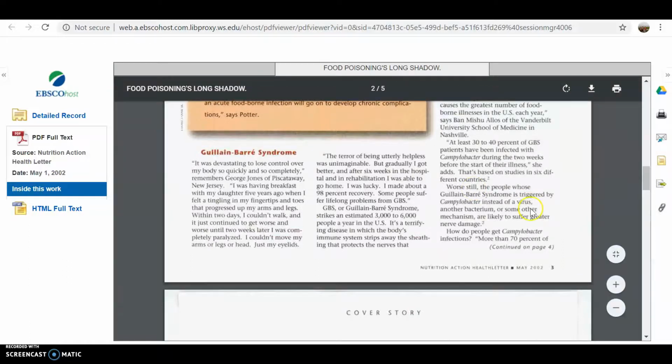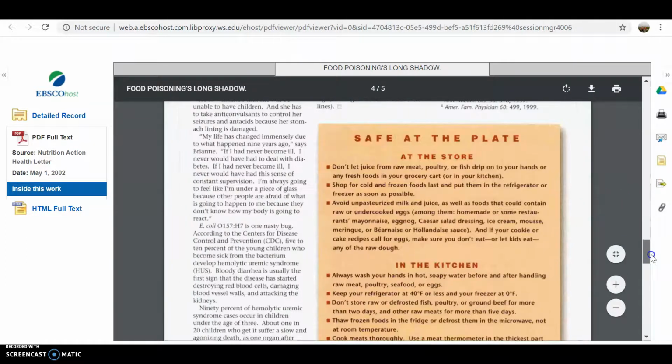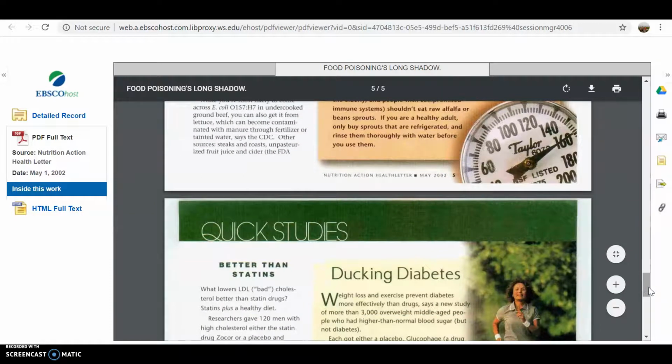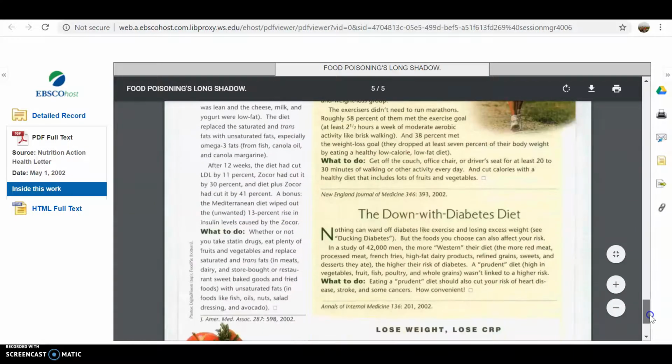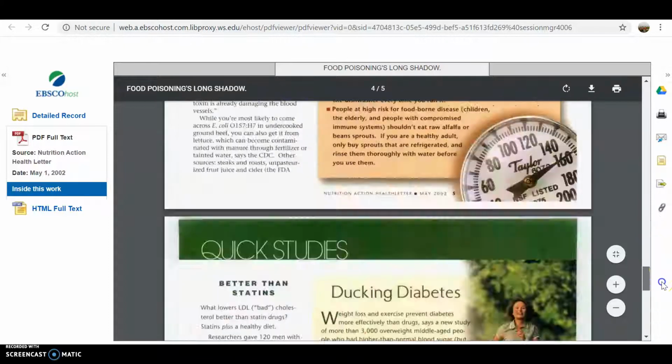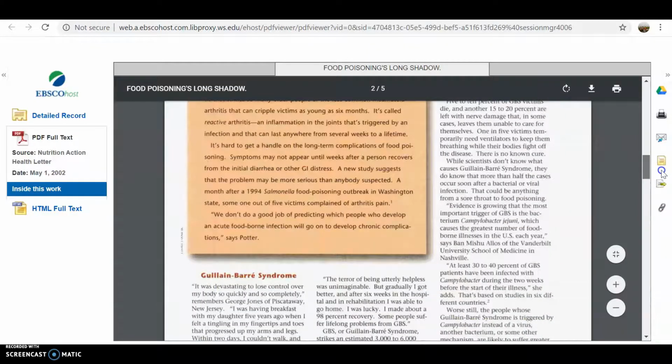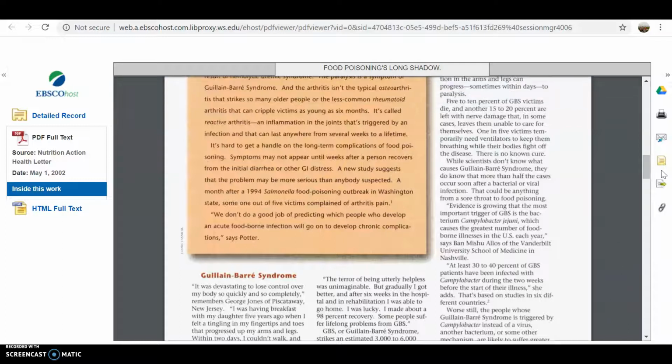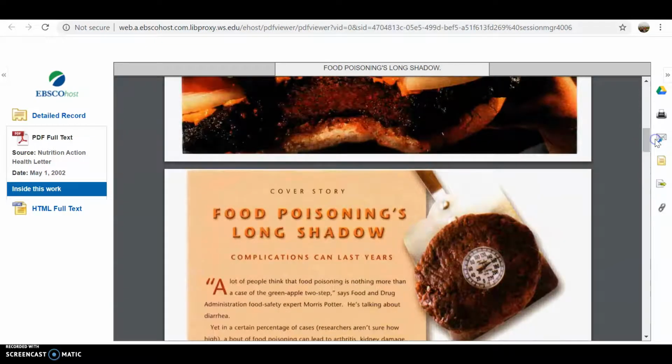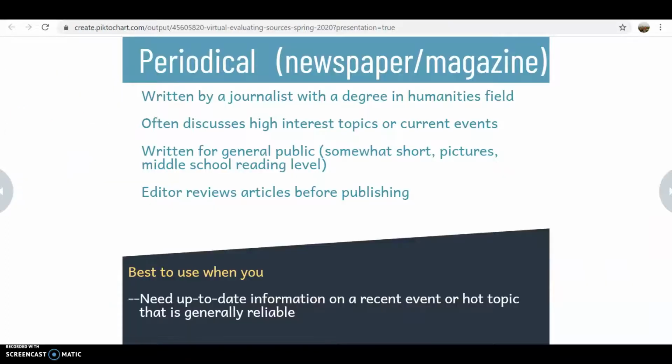And I don't see any references or anything, but they've talked to people. It seems they've talked to people about it who maybe have personal experiences, so that would be something to consider. And I doubt there's any grammatical errors or that sort of thing. And it would cover the topic pretty well, it looks like. So that's just a quick evaluation of that magazine.